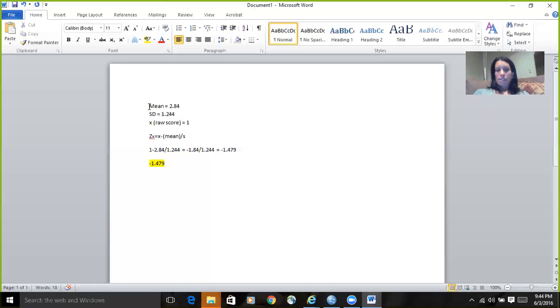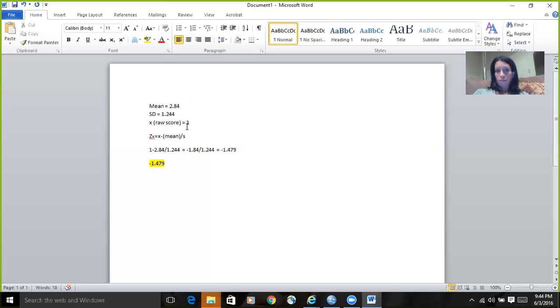So from SPSS, I know that my mean for attitudes for capital punishment is 2.84. I know that my standard deviation is 1.244. I know that the raw score, and this is just what I chose, and you will choose something that's relevant, and as long as it's relevant, whatever you choose is fine. So for me, as long as I chose a 1, a 2, a 3, a 4, or a 5 for attitudes toward capital punishment, it would be a legitimate raw score.